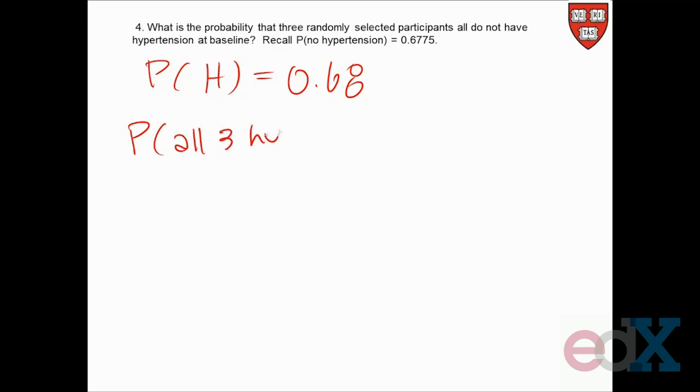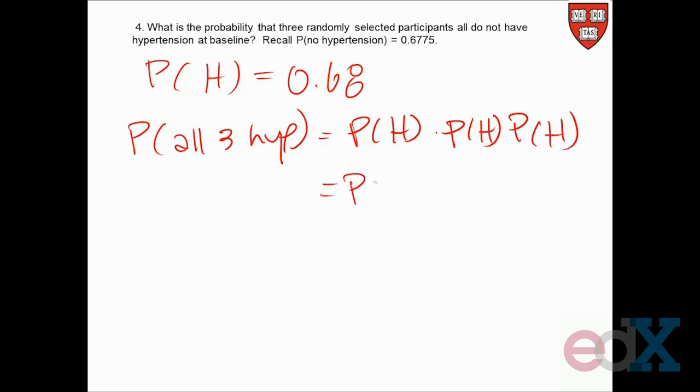Moving on, we now want to know what is the probability that 3 randomly selected participants all do not have prevalent hypertension at baseline. And we recall that the probability that one randomly selected individual does not have hypertension is 0.68. Now, given that these 3 individuals are independent, we can say that the probability that all 3 do not have hypertension is equal to the probability that the first does times the probability that the second does times the probability that the third does, or just the probability of H complement cubed.